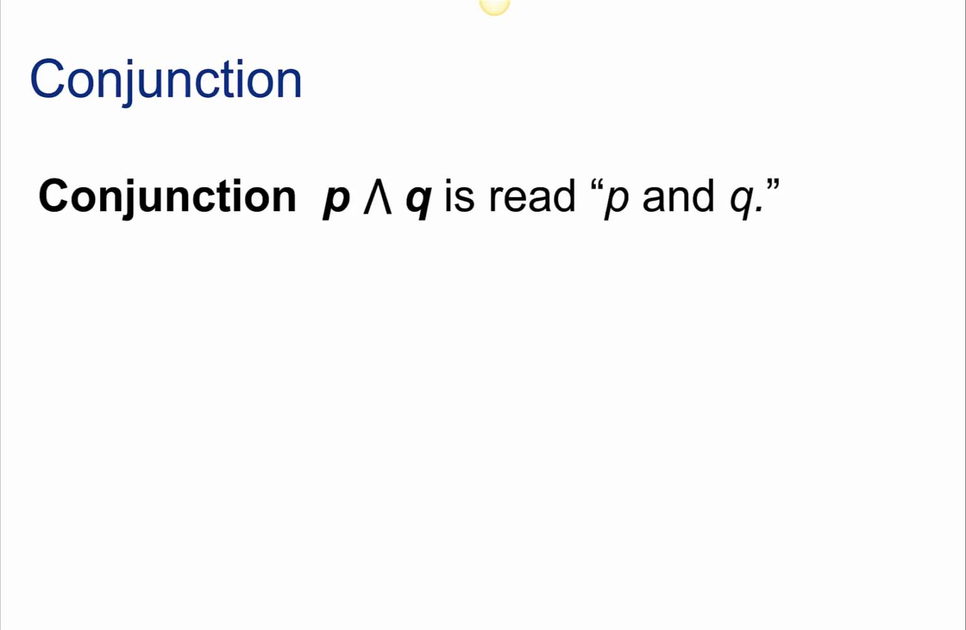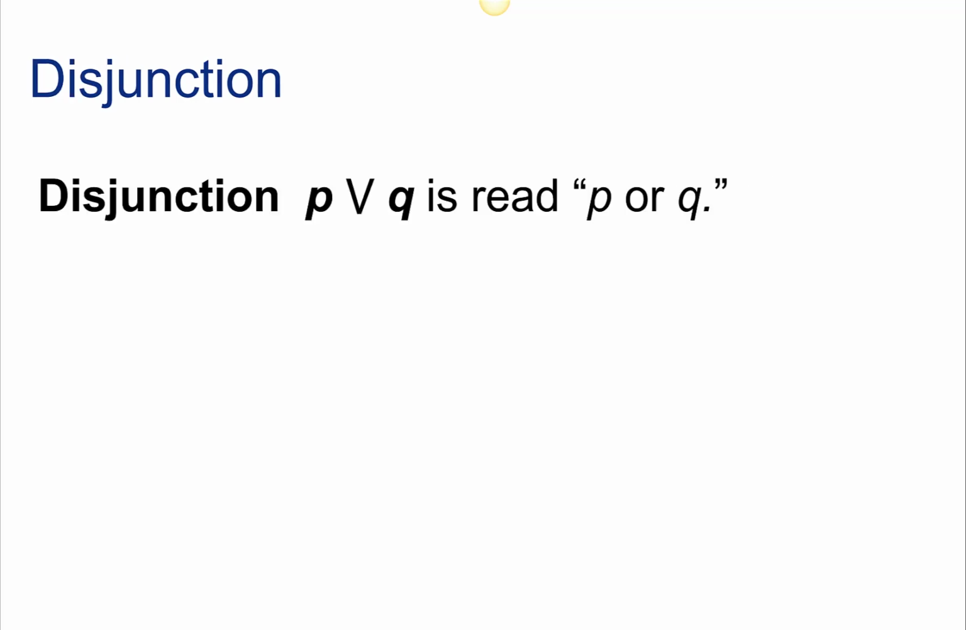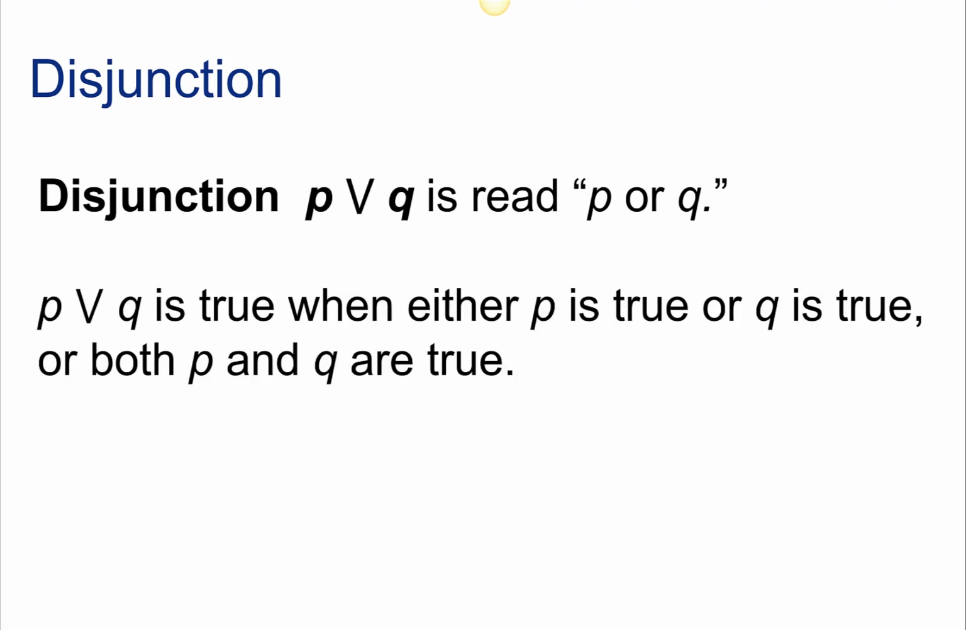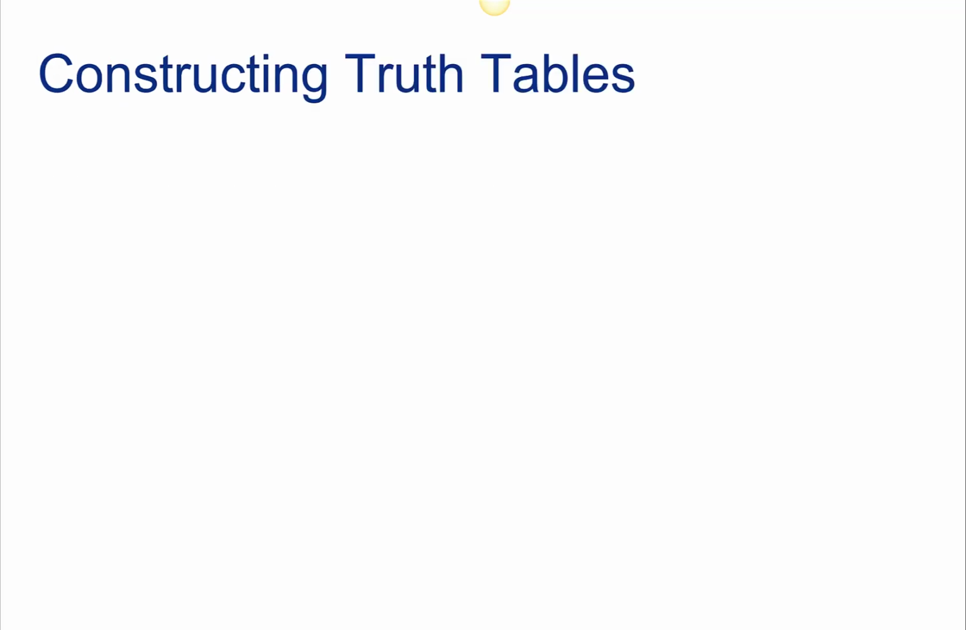The conjunction is read as P and Q is true only when both simple statements P and Q are true. The disjunction is read P or Q is true when either P is true or Q is true, or both P and Q are true. In other words, P or Q is false only when both simple statements P and Q are false.